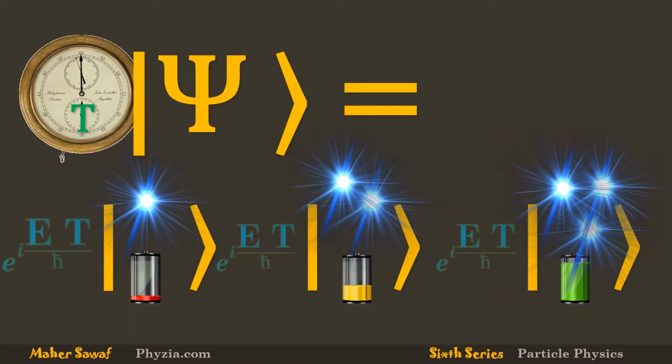The Schrodinger equation in quantum mechanics tells us about the change of energy for an electron as we advance in time. This little example, for an electron with three different discrete energy levels, low, medium, and high, can be written here as a superposition of all three quantum states. Also, every quantum state has a coefficient linked to it. It's called the energy operator, e to the power i E t over h bar.